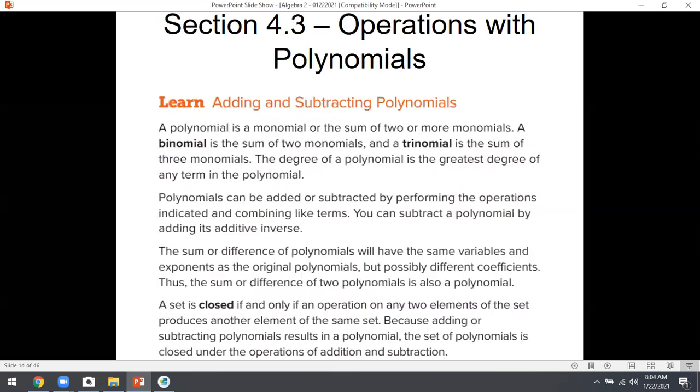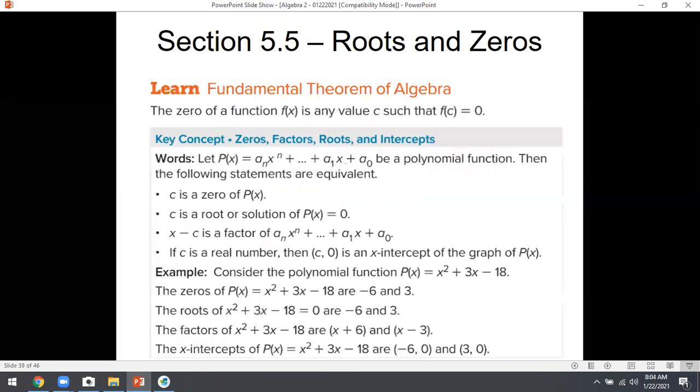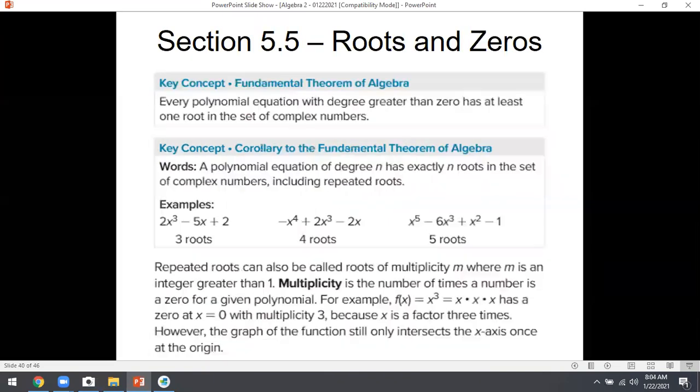All right, here we go. Section 5.5. Let's do this thing. Title today, Roots and Zeros. A lot of this we already covered in the last section, but there are a few key terms I would like you to write down and really try to understand what they're saying, because it's going to help you out sometimes. The first thing, we already talked about this stuff.